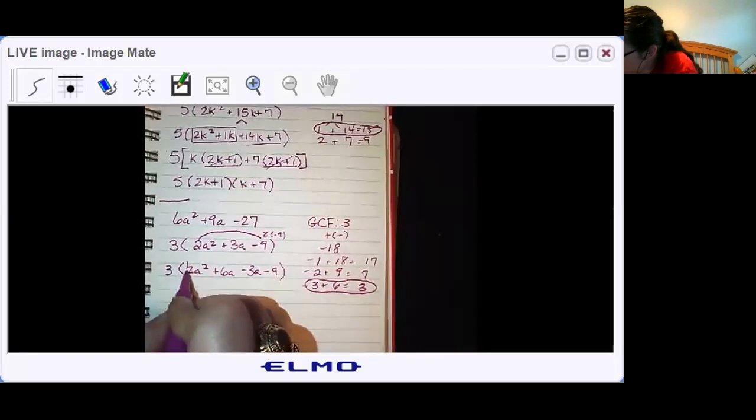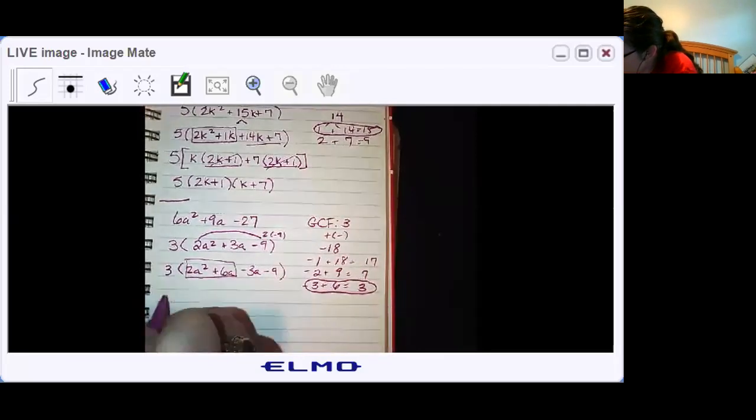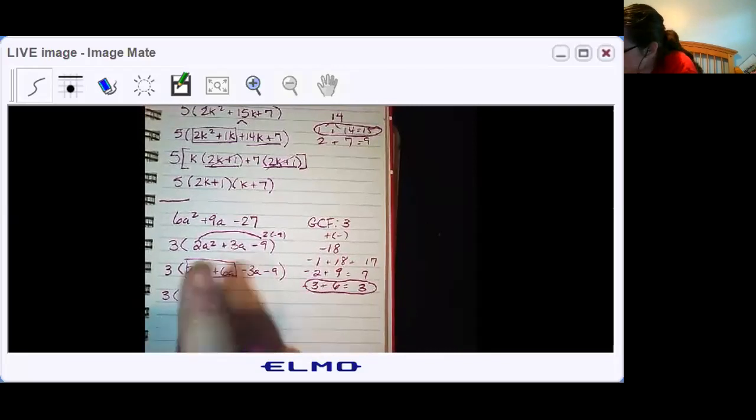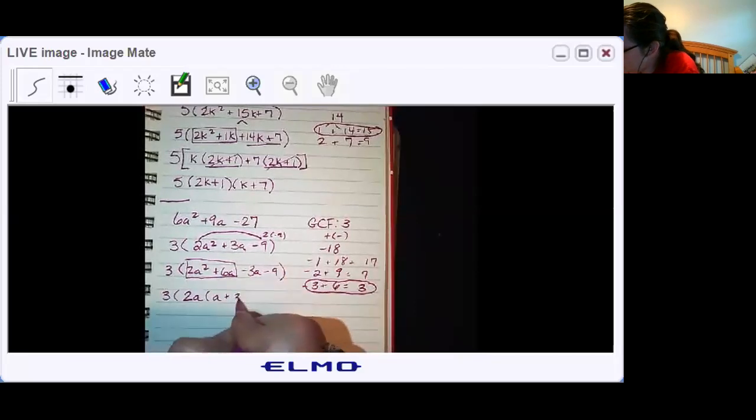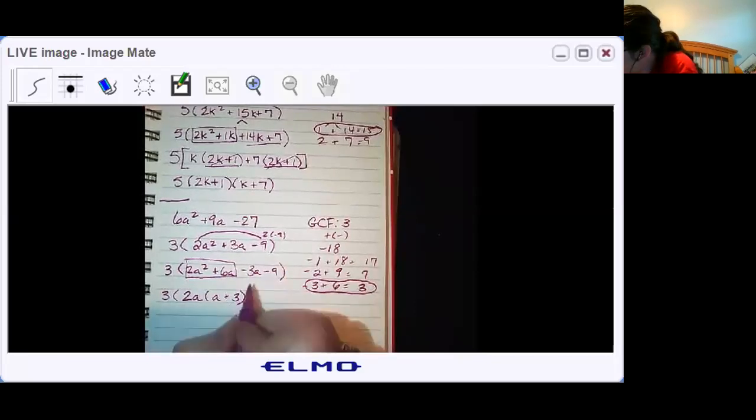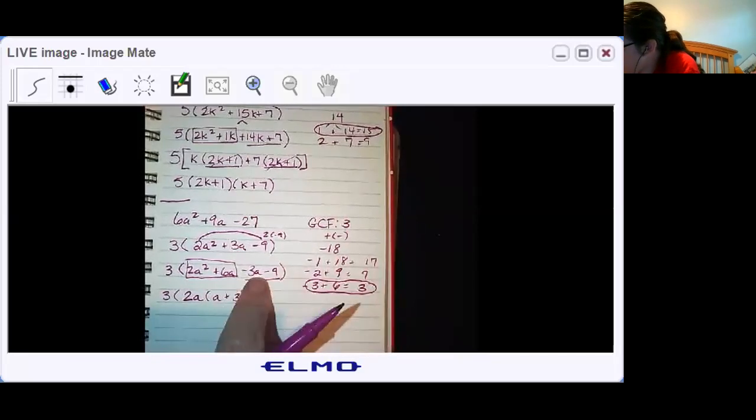So now let's look at these first two terms. I have 3 times, all right, these are both even numbers, so they can be divided by 2. They both have at least one a, so I can take one a out. It's going to leave an a here, because 2a squared divided by 2a is a. 6a divided by 2 is 3. Let's look at the second half. Negative 3a minus 9.